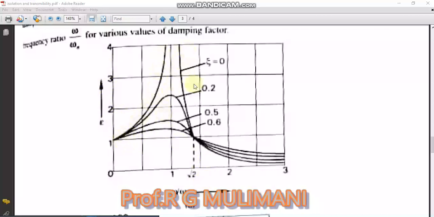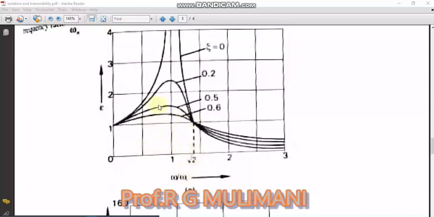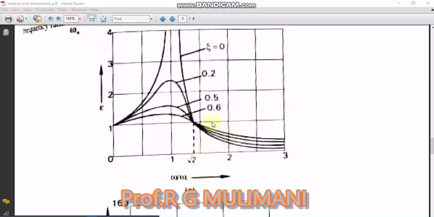For any value of damping, all the curves coincide at this point. At this point, omega by omega n ratio is square root of 2. What it is telling us: when this frequency ratio is less than square root of 2, then the Ft by F naught value is more than 1. So the force transmitted to the foundation is more than the applied force. If omega by omega n is more than square root of 2, then the transmitting force is lesser than the applied force.